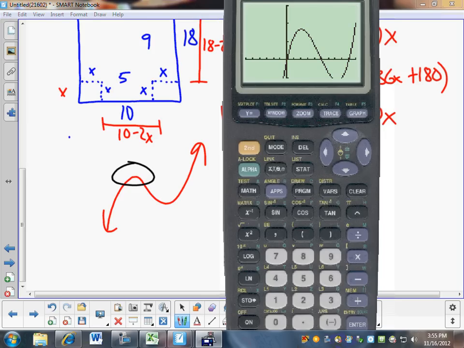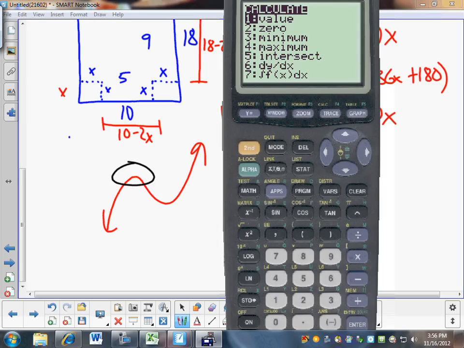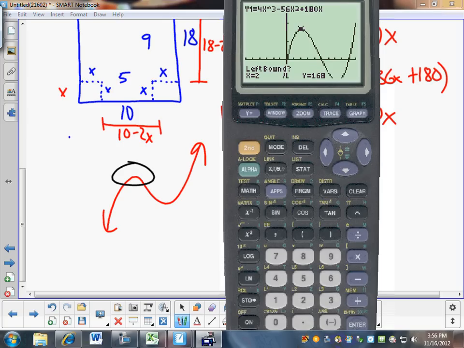So I'm looking for that spot, that maximum. And the way that we find a maximum is we do our second calculate. We go to this spot, and we go down and find our maximum. We practiced this on your sheet. Press enter on maximum. I need to go to the left side of the max and press enter. I go to the right side of the max, press enter, and press enter again. Now you're going to get two values. The x value is 2.06.